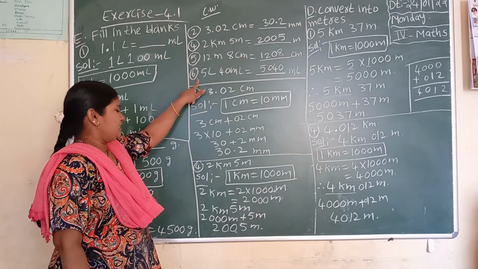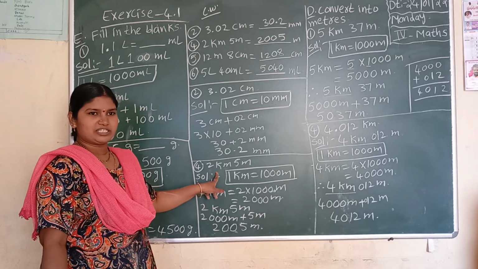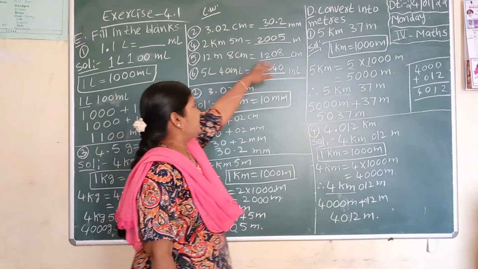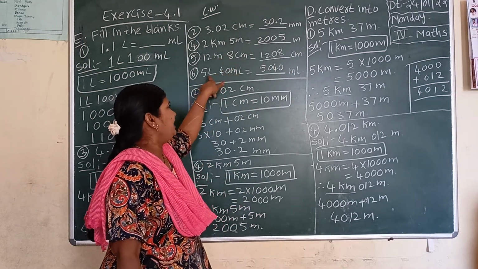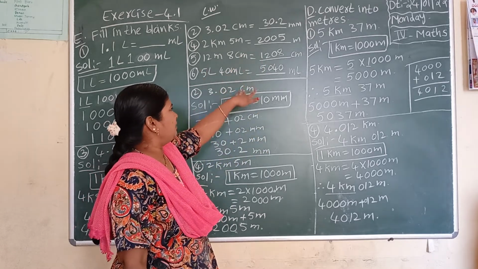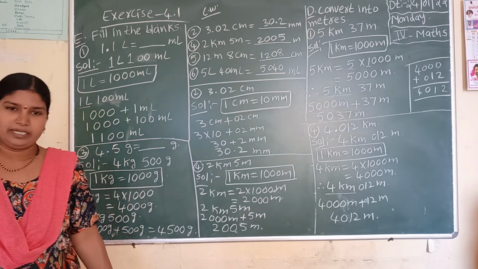Okay. 5th one, 6th one, same like this only. Same like the 4th answer only. First you have to convert meters into centimeters and add these two numbers. Here also 5 liters convert into milliliters. First convert liters, after that milliliters, then do the addition.